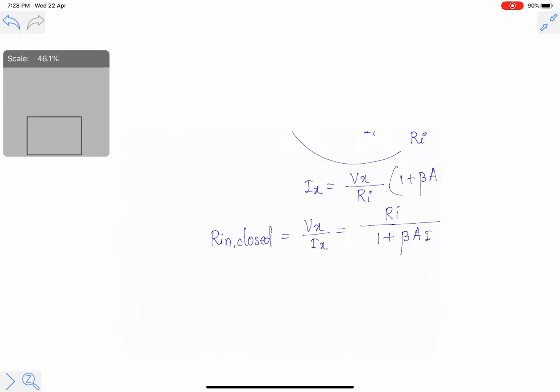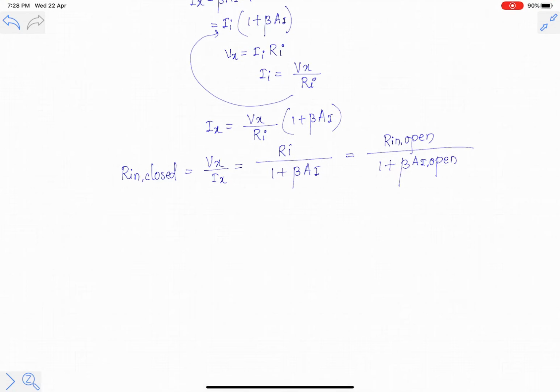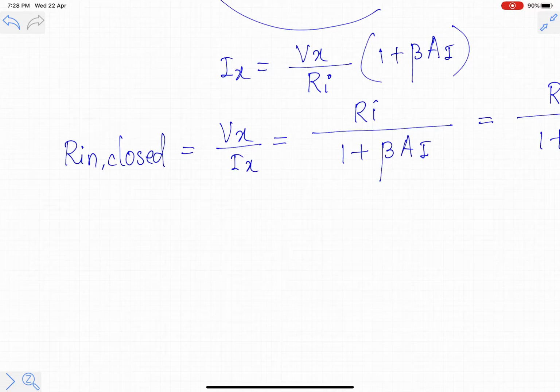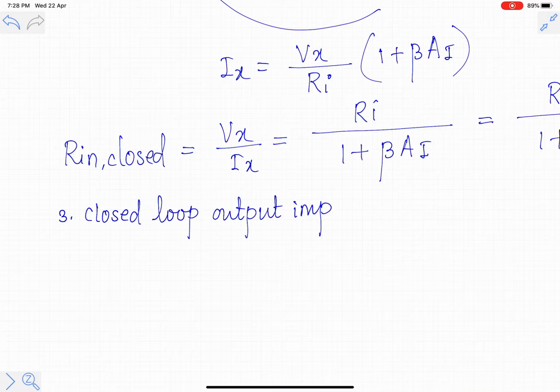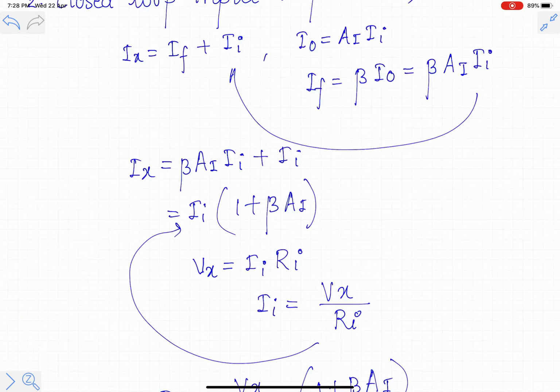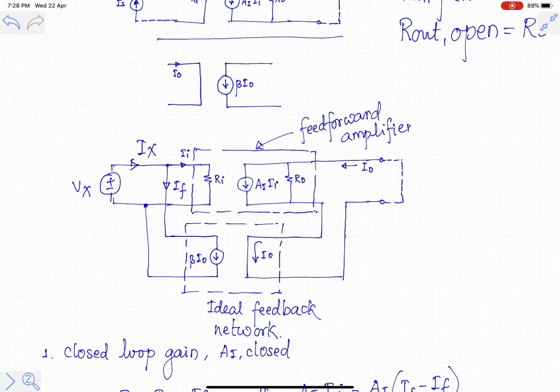The third parameter that we are going to see is the closed loop output impedance, which is shown by R out closed. So we will go back to the original circuit.